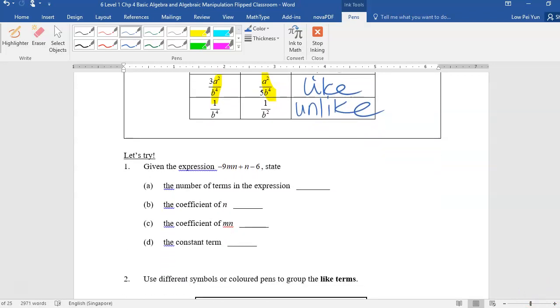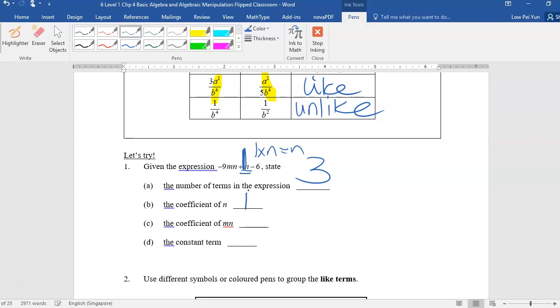In this expression, negative 9mn plus n minus 6, state the number of terms in the expression. 3 terms. Coefficient of n is positive 1. Yes, mathematicians don't write the number 1. 1 times n is just taken as n, so they have left out 1. So this is coefficient of n is 1.